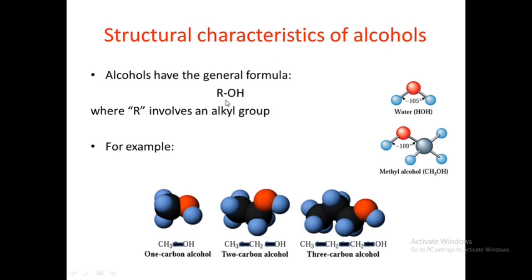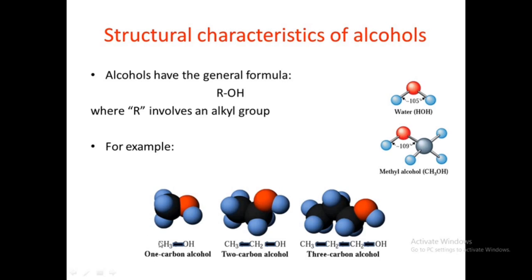So alcohols have the general formula ROH. That means one OH functional group is attached with an alkyl group. An alkyl group is represented by R. So the general formula of alcohols is ROH. We can take examples like methyl alcohol, then ethyl alcohol, after that, the third one, propyl alcohol.